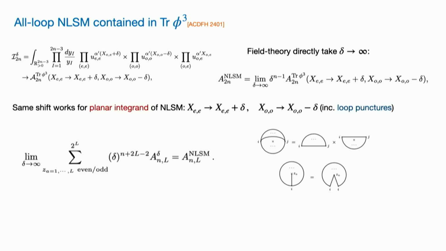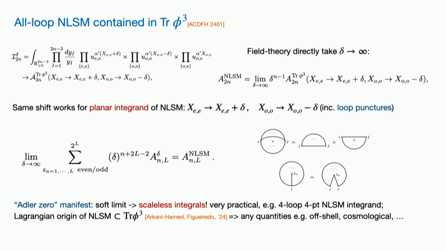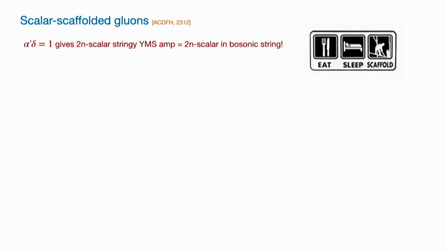So this works for all loops. Okay? So we found something very interesting: to all loop order, once you compute the trace phi cube field theory amplitude without any stringy deformation, take this limit, delta to infinity, of the shifted field theory amplitude, you get the all loop integrand in the nonlinear sigma model. So this is something you can understand from the Lagrangian point of view, why the pion Lagrangian can be thought of as this shifted trace phi cube Lagrangian. So it applies to any physical quantities.